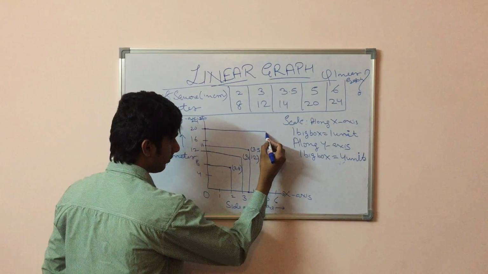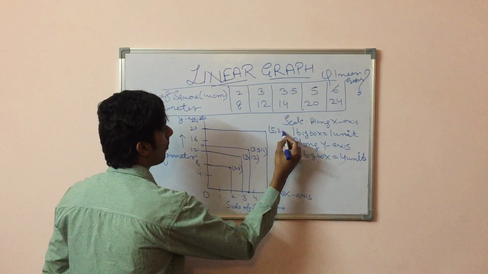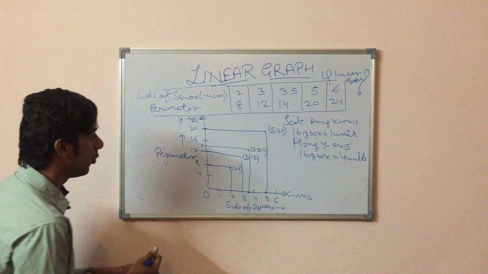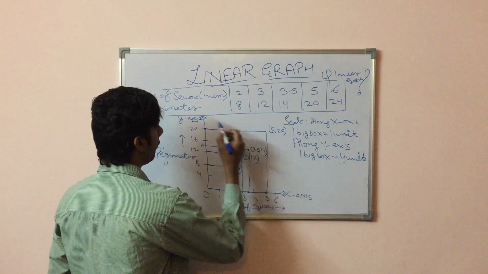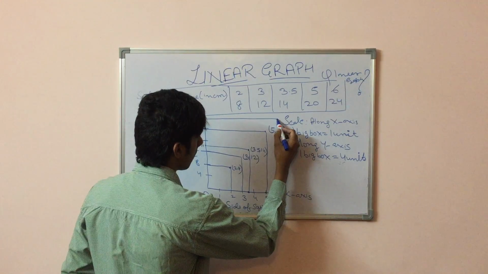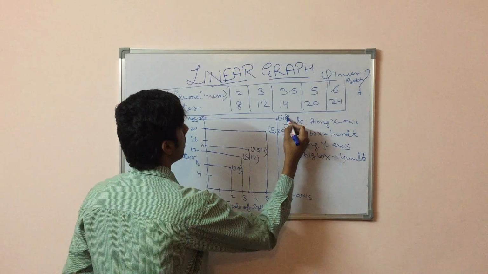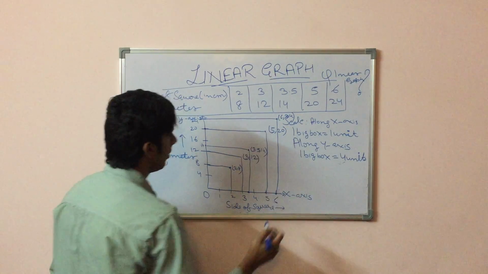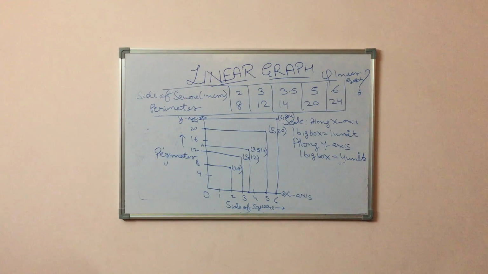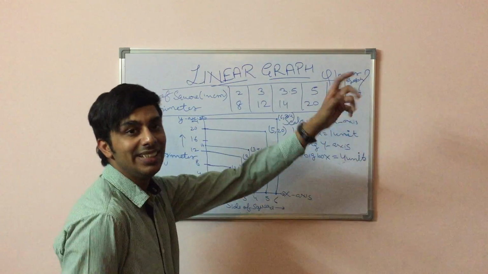We can draw 5 comma 20, right? And then comes 6 comma 24. This is 6, this is 24. This is 6 comma 24, right? So this is how we represent it on our graphs, right? So now the question they have asked is: is this a linear graph?